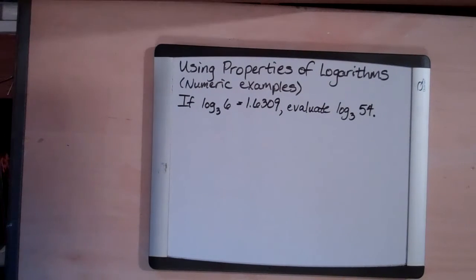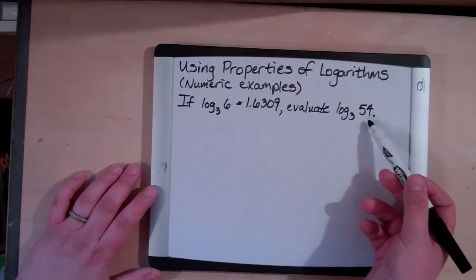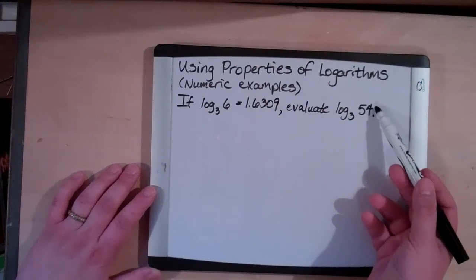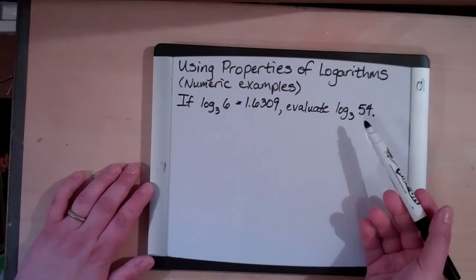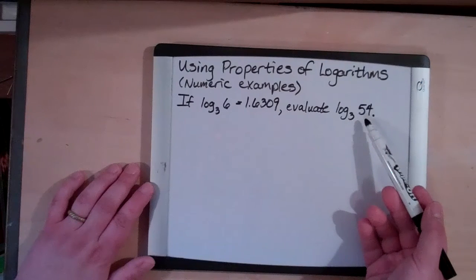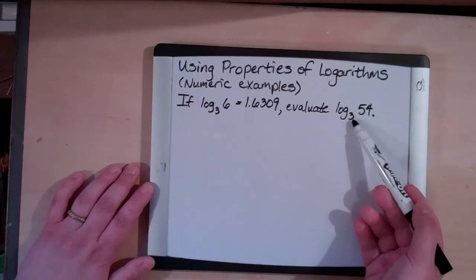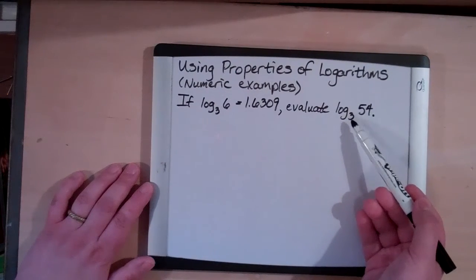So if we start with this one, if log with a base b of the number 6 equals 1.6309, we want to evaluate log with a base 3 of the number 54. And the first thing I do is I look at this 54 and I think about whether or not there are any factors of 6 in 54. And it happens to be that 6 times 9 is 54. And 9 itself is 3 squared. So there's a relationship between a factor in 54 and that base of 3.